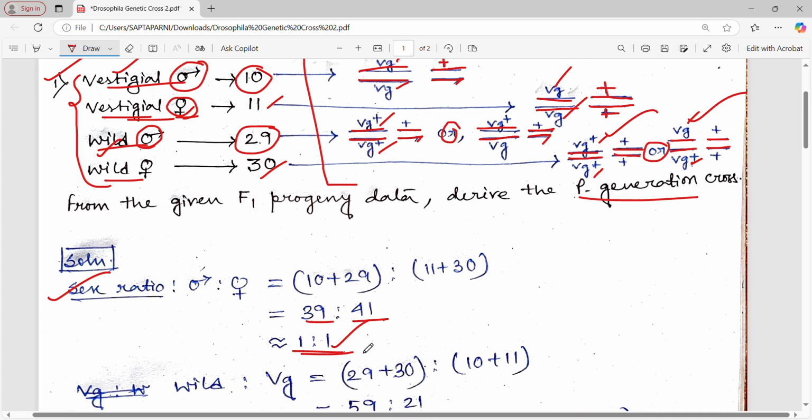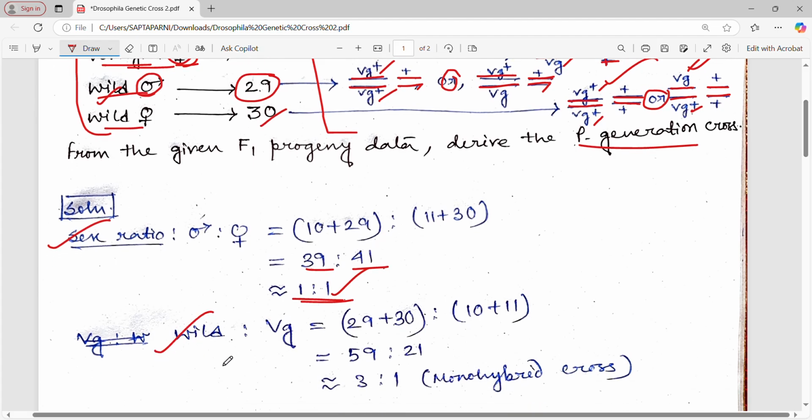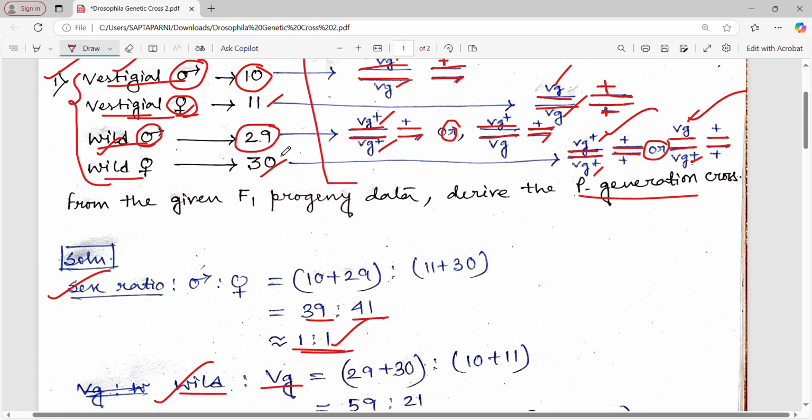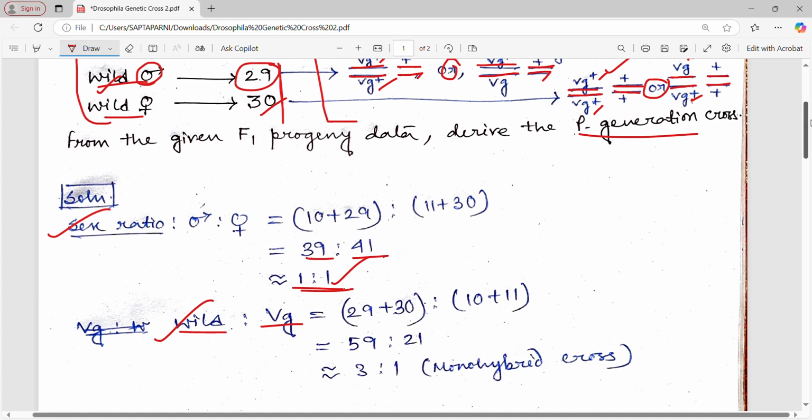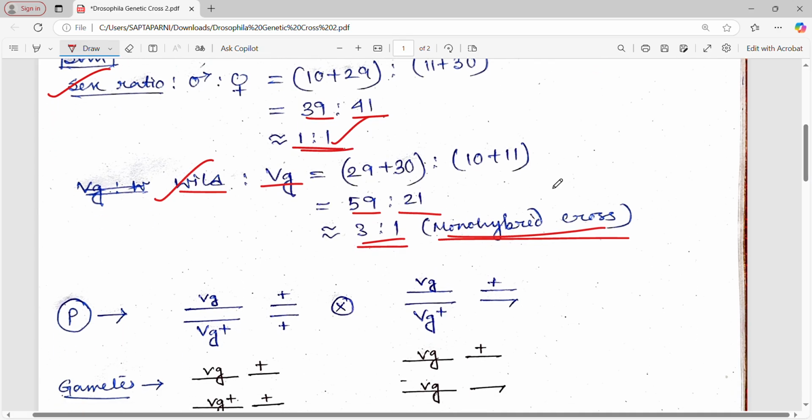Now let's take a look at how their phenotypic ratio differs. Wild type wing or normal wing versus vestigial or reduced wing: how many have wild type wing? 29 plus 30, that means 59, and vestigial wings 10 plus 11, that is 21. So 59:21, that is 3:1, which is the monohybrid cross ratio. Now let's do the cross here and derive the parental generation cross.